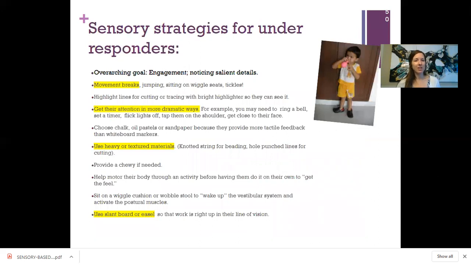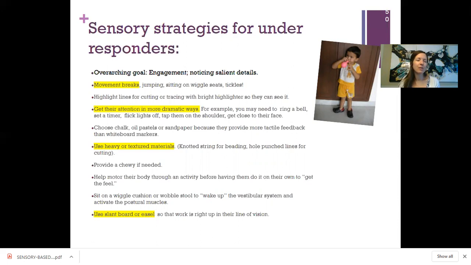Some strategies: movement breaks are really good for these kids, like jumping, sitting on a wiggle seat to activate the vestibular system, and tickles. You may need to get their attention in more dramatic ways. Instead of saying, all right class, it's time for motor time, you may need to flip the light switch off and on to get their attention and then say motor time, or even get really close to their face and say, Johnny, next is motor time.